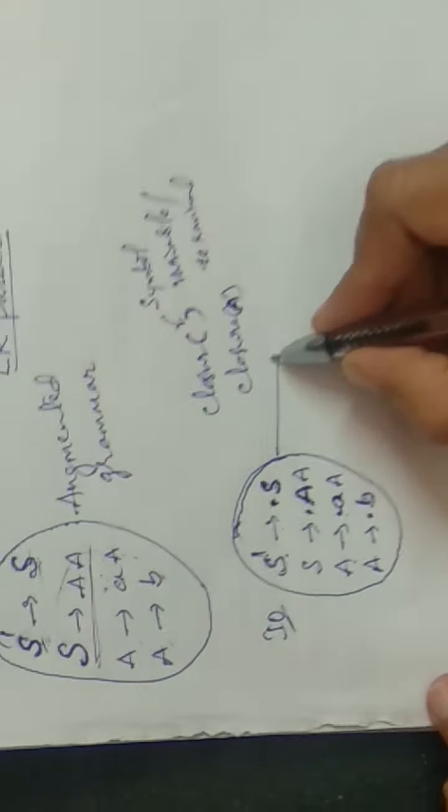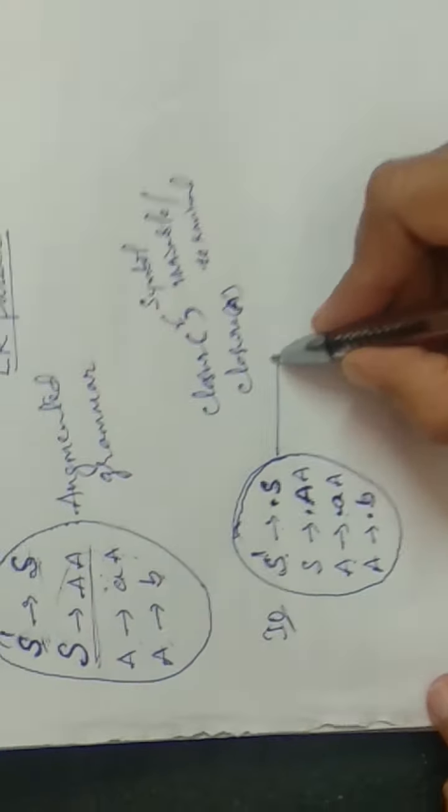So after seeing S, the dot will reach the end of this production. Once the dot reaches the end of that production, this item we call a final item. We call it a final item because after this dot there is no symbol to be read or scanned. Okay, so next consider the next production from the state I naught, where the dot is present in front of this A.